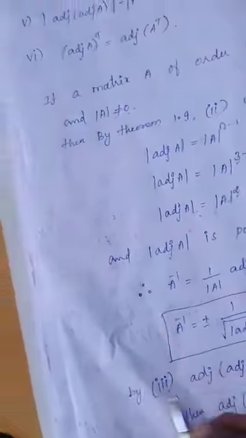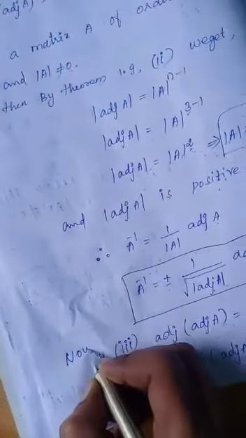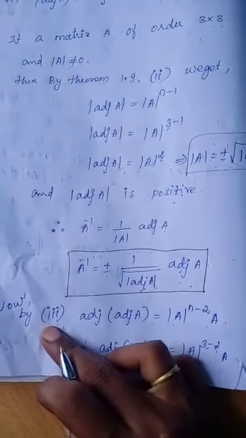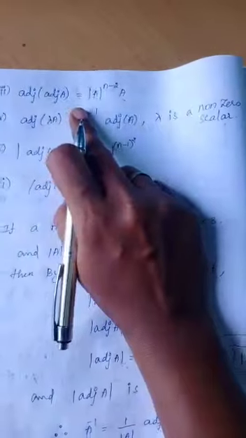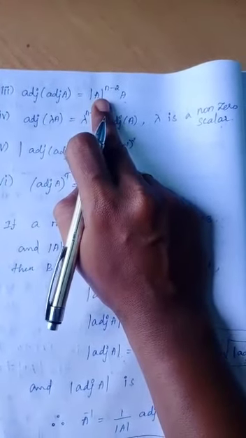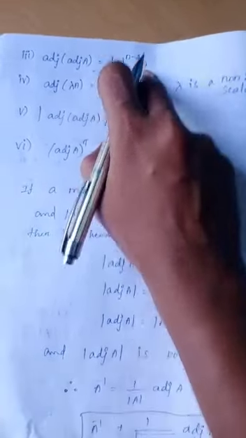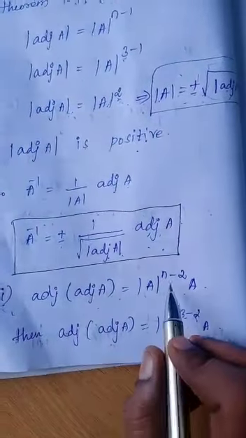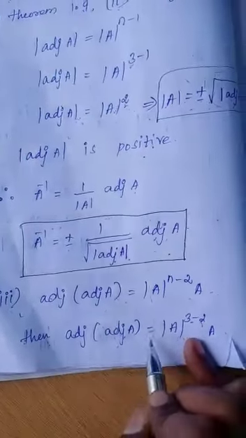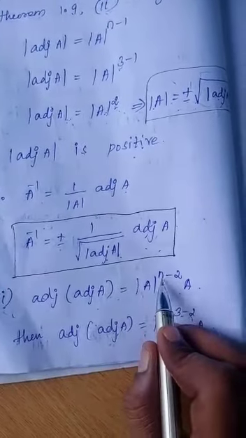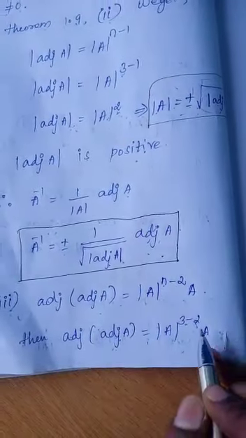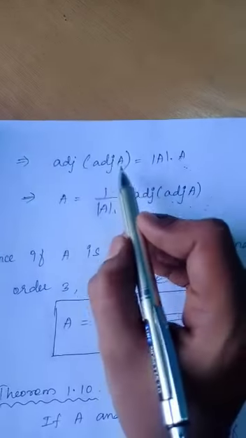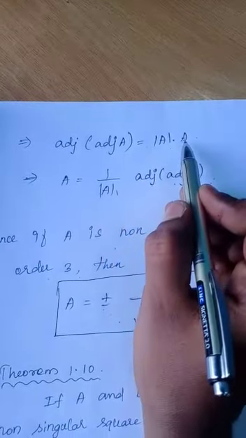Now the next one is by the third condition. Theorem 1.9 third condition is adjoint of adjoint A equal to determinant A to the power n minus 2 into A. I write the result here. Here the n value is 3. So adjoint of adjoint A is equal to determinant A to the power 3 minus 2 into A. 3 minus 2 is 1. So adjoint of adjoint A equal to determinant A into A.